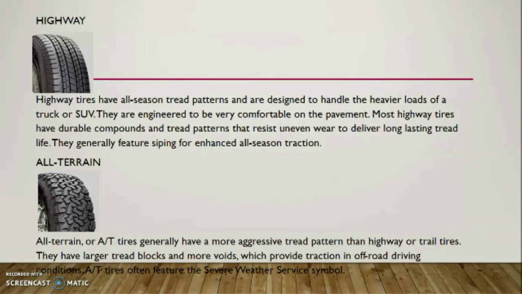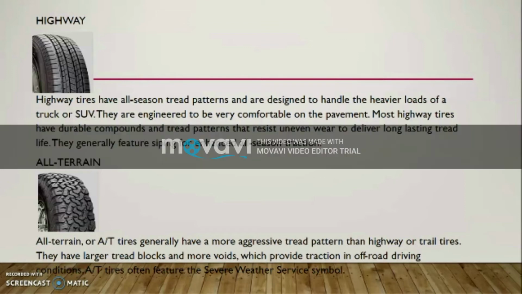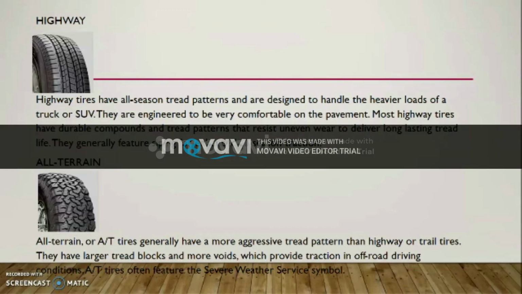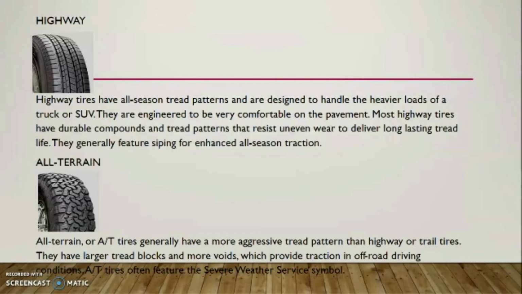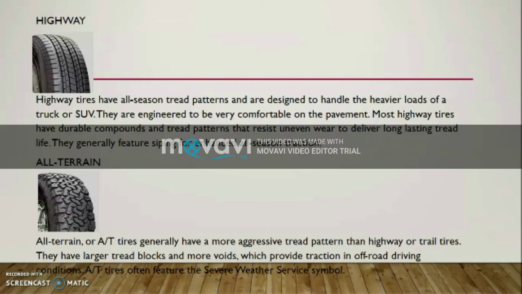So the next type is highway. Highway tires have an all-season tread pattern and are designed to handle the heavier load of a truck and or SUV. They are manufactured to be very comfortable on pavement. Most highway tires have a durable compound and tread pattern that resist uneven wear to deliver long-lasting tread life. They generally feature siping for enhanced all-season traction.